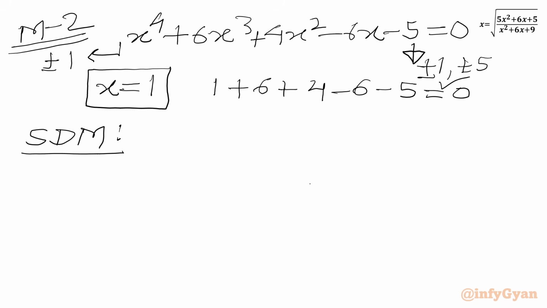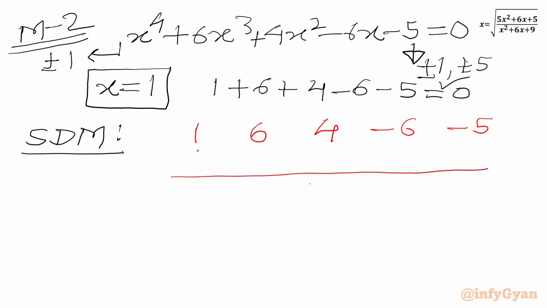We need to write all the coefficients of the quartic equation. Coefficient of x power 4 is 1. Coefficient of x cube is 6. Coefficient of x square is 4. Coefficient of x is minus 6. Constant is minus 5. We'll put one line over here. Leading coefficient 1 would be as it is.